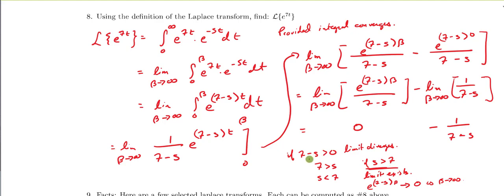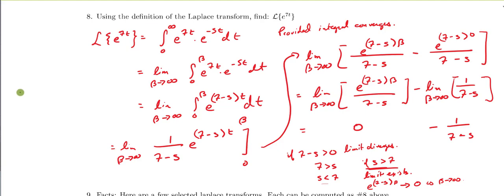If s is less than 7, then this limit does not converge. And I guess finally, if s equaled 7, then the integrand would have just been e to the 0, which is 1, which also diverges on the interval from 0 to infinity.